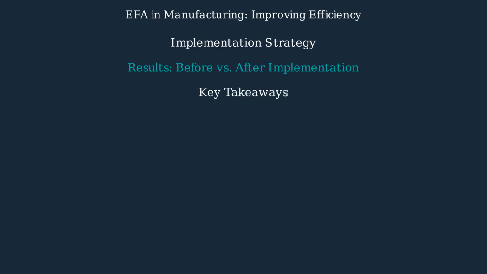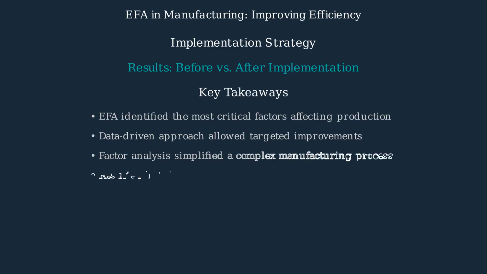The key takeaways from this case study demonstrate how EFA can transform manufacturing operations by identifying the most important factors affecting production. This data-driven approach allowed for targeted improvements that significantly enhanced both efficiency and product quality.